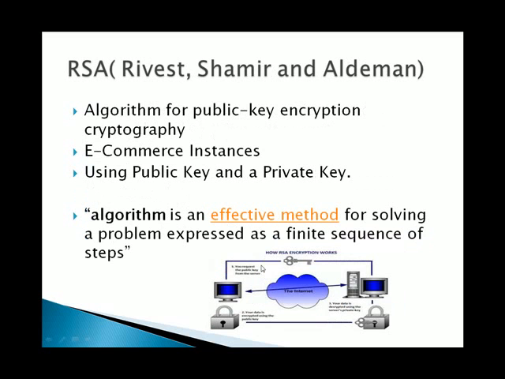Okay, and the next one is the RSA, Rivest, Shamir, and Adleman cryptography. It had to do with algorithms for public key encryption and cryptography. It was used in e-commerce, and it uses public keys and private keys. An algorithm, as I showed down here in the quote, is an effective method for solving a problem expressed as a sequence of steps.